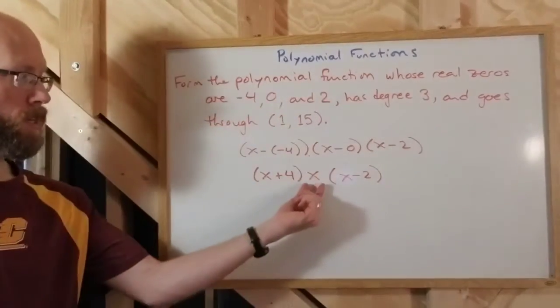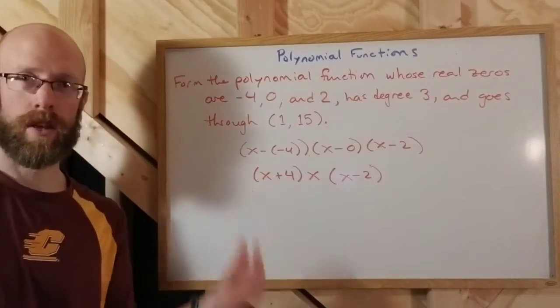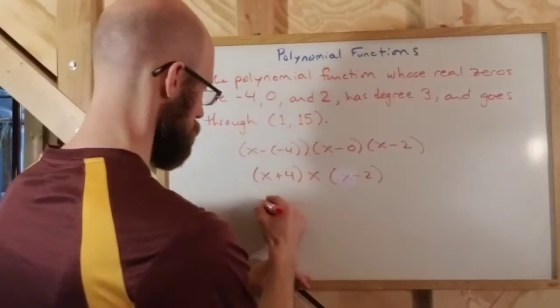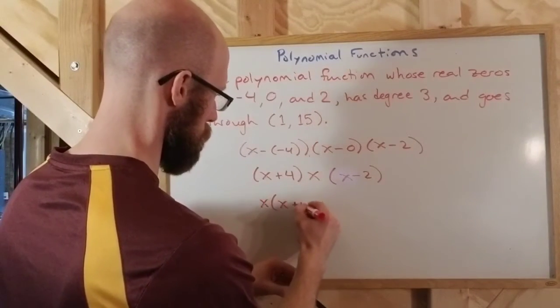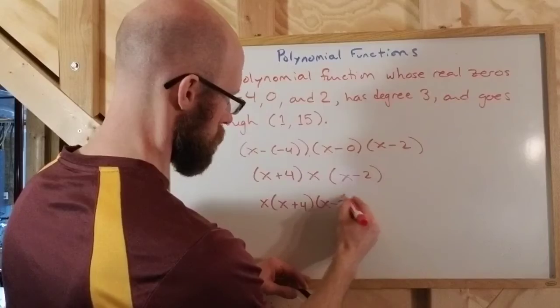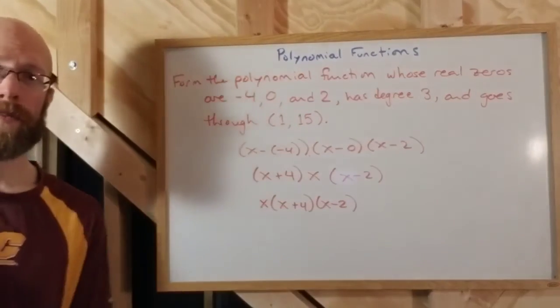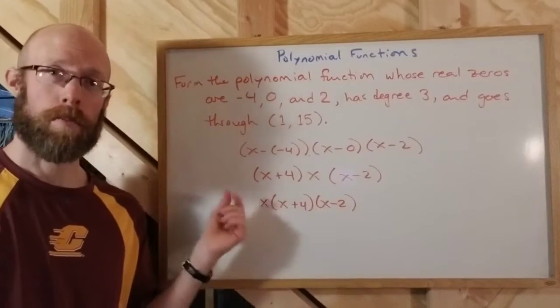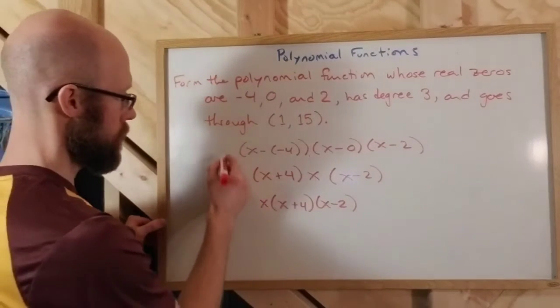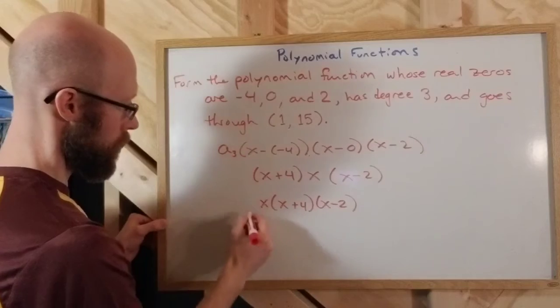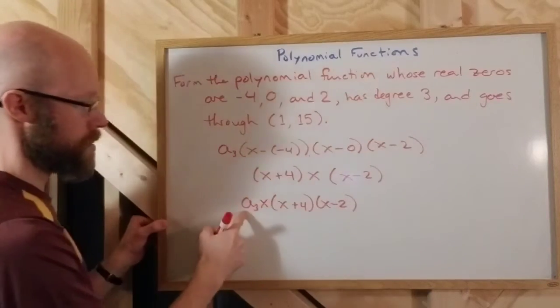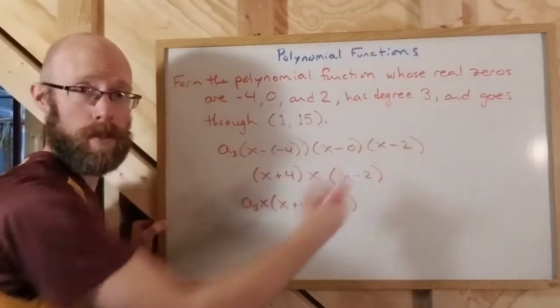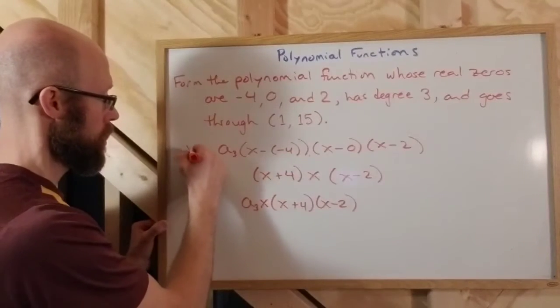Now generally speaking, we'll move the single x out in front. So we have x times x plus 4 times x minus 2. Now these are the three linear factors. But we could also have a leading coefficient, and we need to figure out what that leading coefficient is going to be. I'll call it a sub 3 because we're dealing with a degree 3 polynomial.